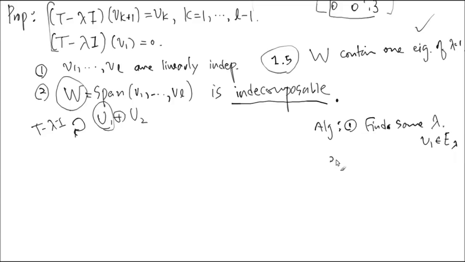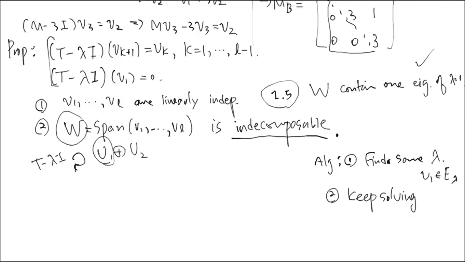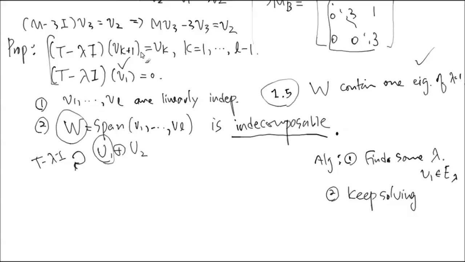So you find that, then what do you do? Keep solving something, right? Keep solving. What are we solving? This thing here. We started with the v1. That is the eigenvector right here, right? You find v2, you find v3, you find v4, but keep pulling it up by this T minus lambda I business. Keep solving. What's the equation? (T minus lambda) v_{k+1} equals v_k. v1, look for v2. v2, look for v3.